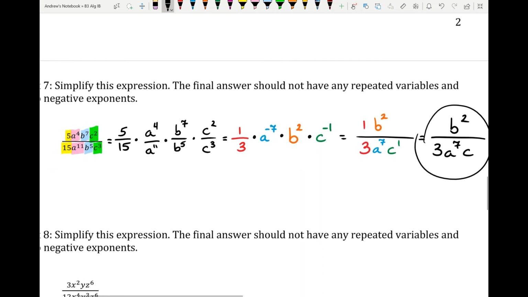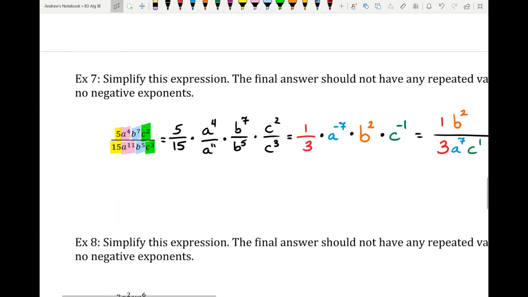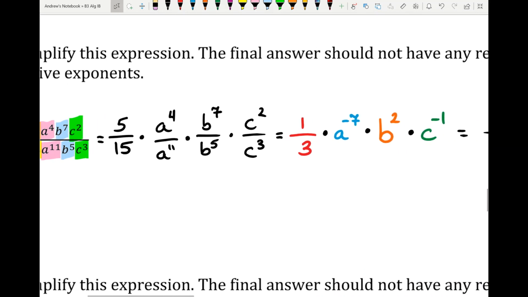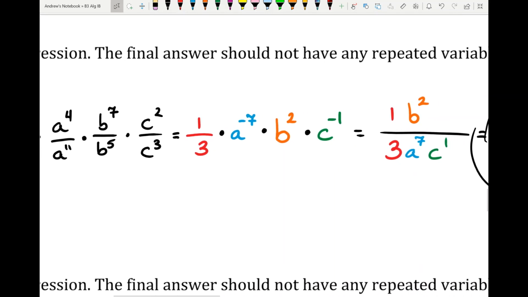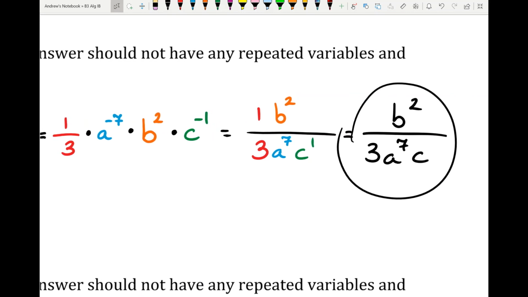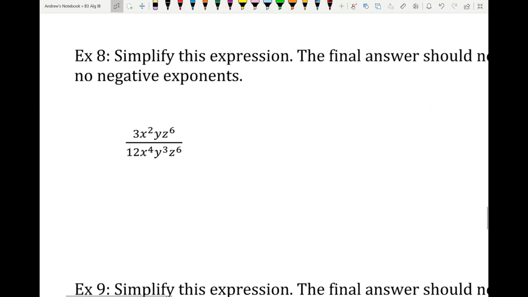So we started off with 5 a to the 4th, b to the 7th, c squared divided by 15, a to the 11th, b to the 5th, c to the 3rd. And it seemed impossible. It's like, holy crap, how are we going to do that? But we broke it up, took each little chunk of it, simplified it as much as we could, and then used the properties that we were learning about earlier today. Hopefully it doesn't seem super duper bad. Let's try another one.